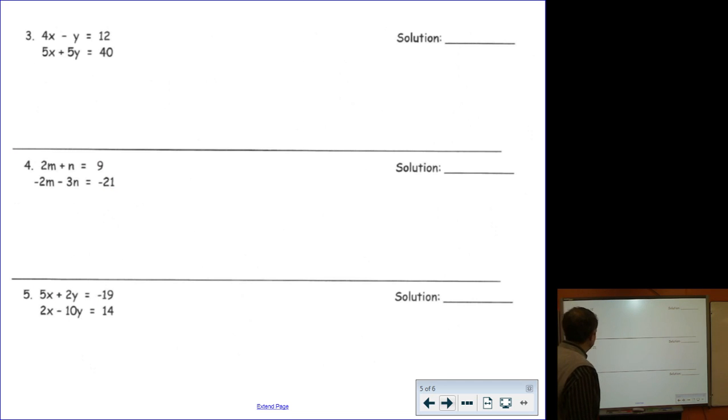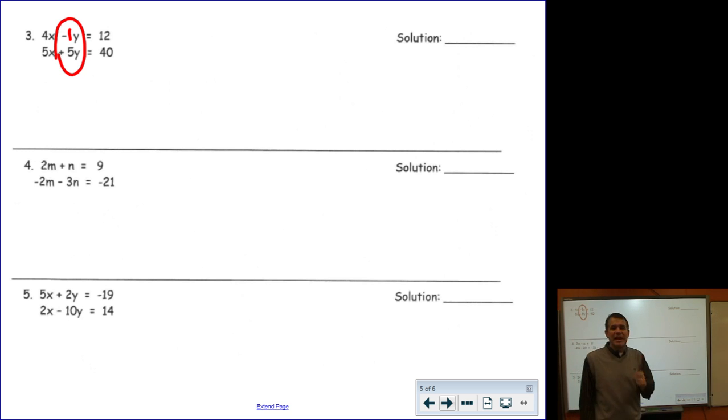The next problem. Again, neither the x's or the y's are opposites of each other, so I need to multiply by something to get one of them to cancel out. I am going to go ahead and cancel out the y's. To me, they just look easier. Right now, I have a 1 and a 5, and I would like them to be the same number. So it seems easy enough that I could multiply the 1 times 5, and then they would both be 5s. And that seems like the plan I'm going to go with.